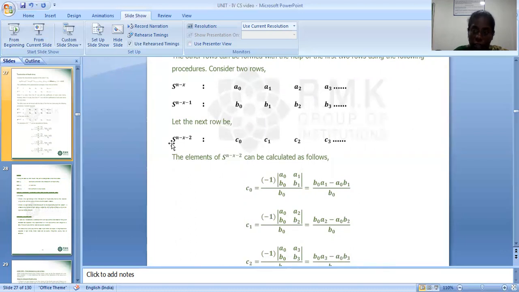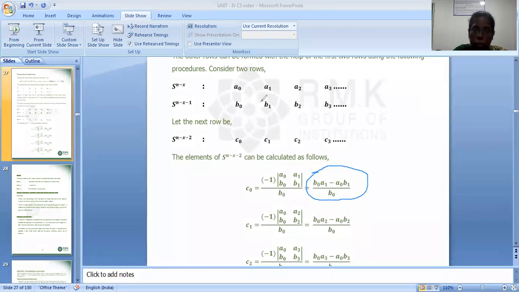Now, in order to find the next subsequent row, that is the s power n minus 2 row, let us assume the elements are C0, C1, C2, C3. In order to find the C0 value, I have to multiply B0 into A1, minus A0 into B1, divided by B0. So this is the formula given, and you can see that from the matrix we got this formula.